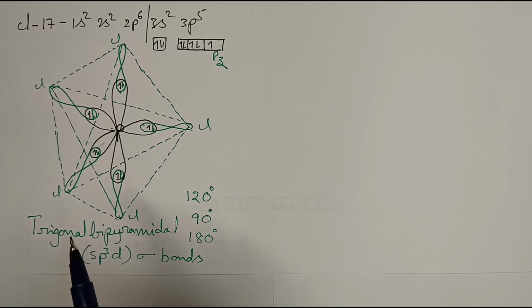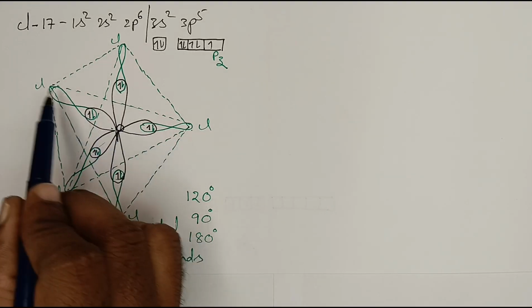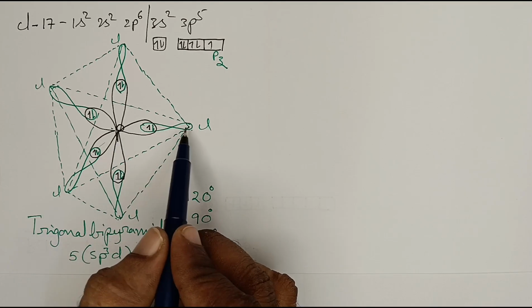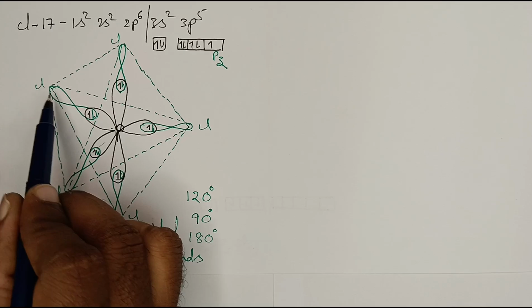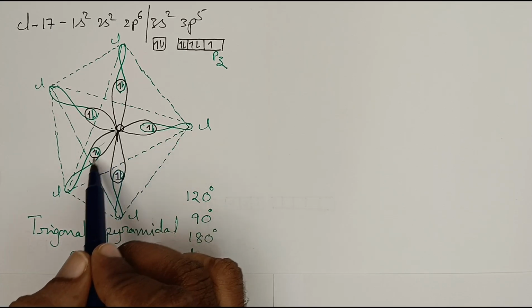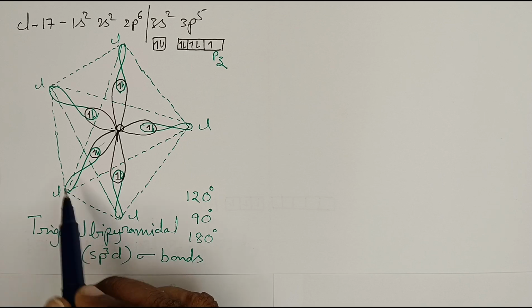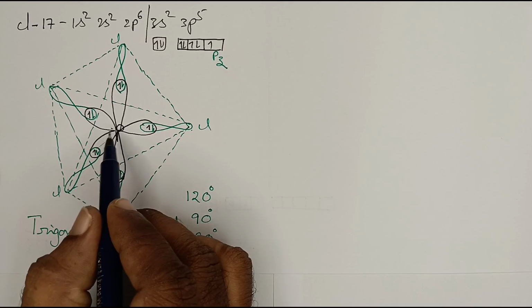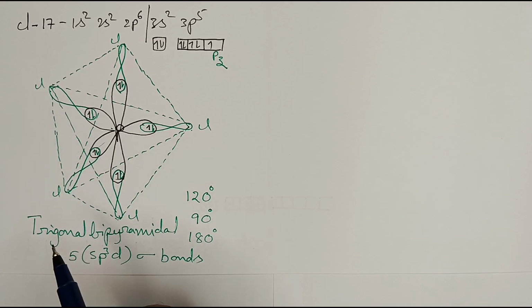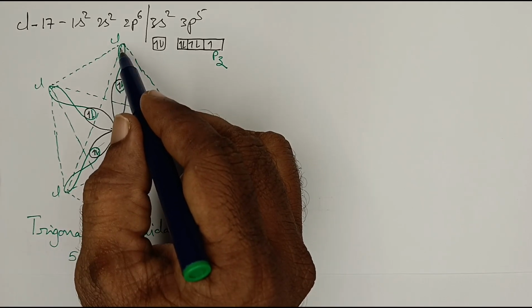And the bond lengths are different in PCl5. In PCl5, the phosphorus chlorine bond lengths in equatorial position, that means this one and this one. This is equatorial. In equatorial position, there are 3 PCl bonds. This one, and this one. The PCl bonds present in axial, axial means these two.